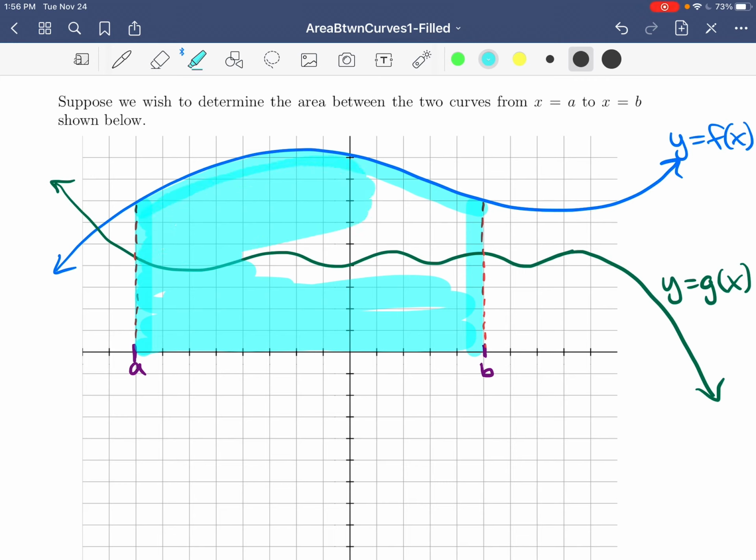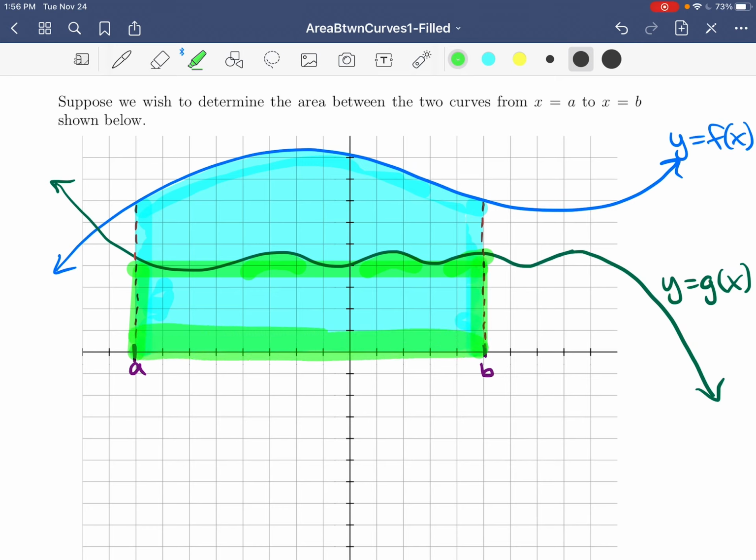So this blue area is going to give me more area. I definitely got everything, but I got even more. So then I'm going to subtract this green area under g of x, the smaller graph. If I subtract all of the area underneath the g graph, which is all the area that I didn't actually want, then I should get the area in between them.